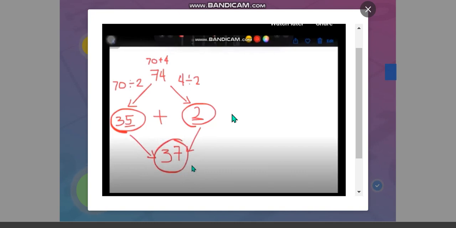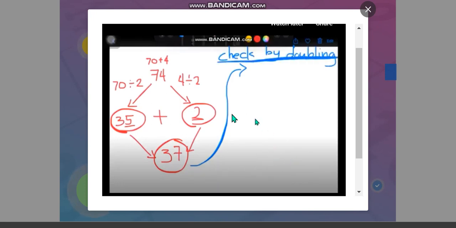Okay, let us undo our half by doubling. So let me write doubling first. Okay, check by doubling. Later we are going to find out if our answer here at the bottom is going to be the same as 74 here on top. Alright, let me write the line.